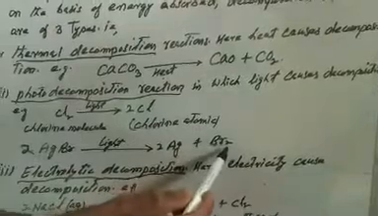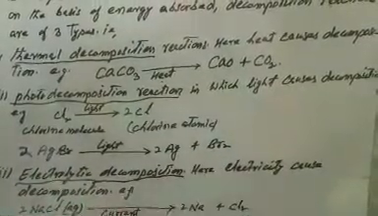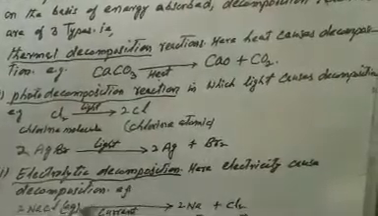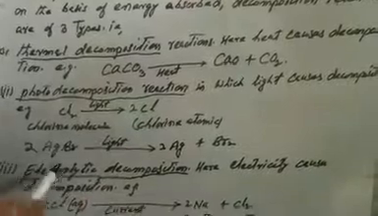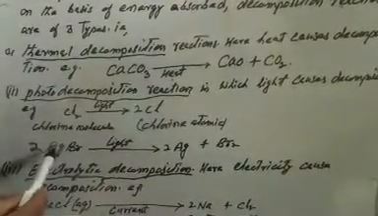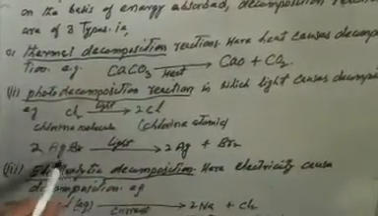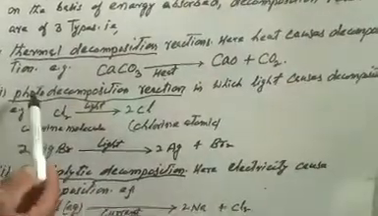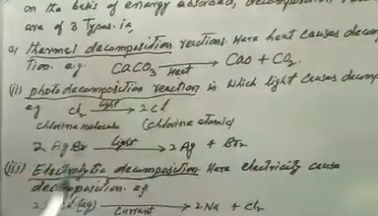This reaction takes place in photographic cameras and on photographic films. When we expose a photographic film to light, the light breaks the photographic substance, whether it may be silver bromide, silver chloride, or silver iodide, into two or more products. Such chemical reactions in which a single substance is broken down with the help of light into two or more products are called photodecomposition reactions.